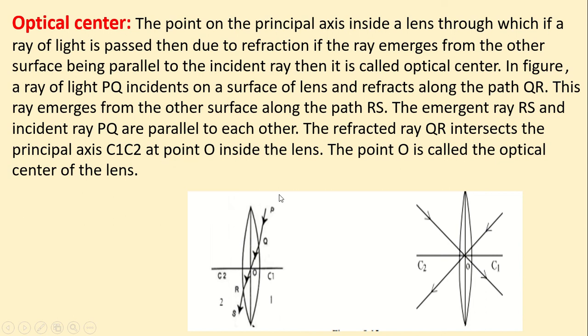So here O is the optical center. So look, again try to understand. The incident ray and emergent ray are parallel to each other, and the refracted ray goes through the point on the principal axis at point O. So O is the optical center.